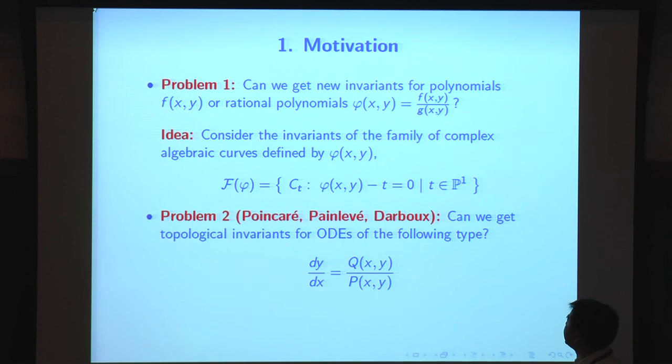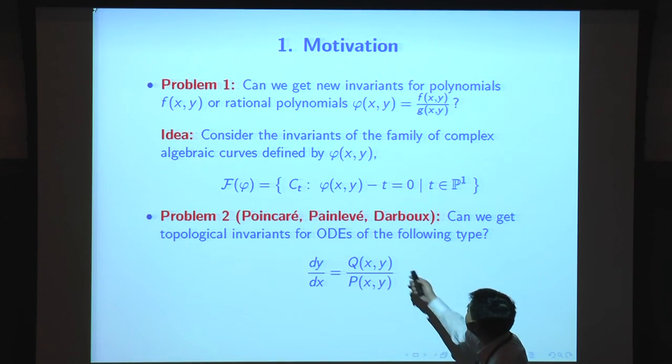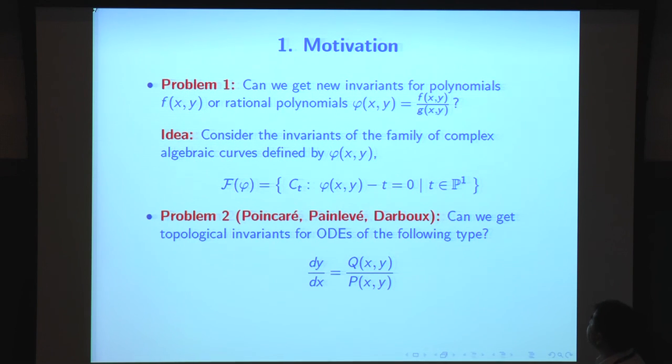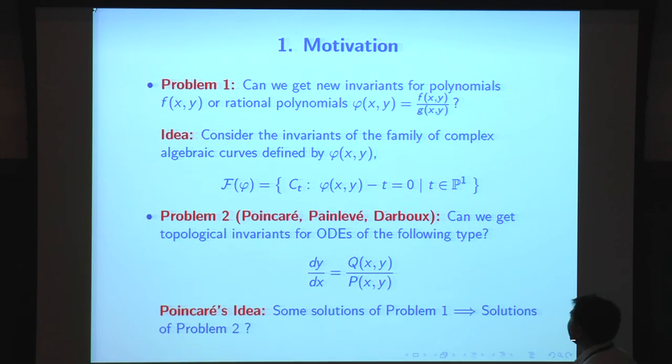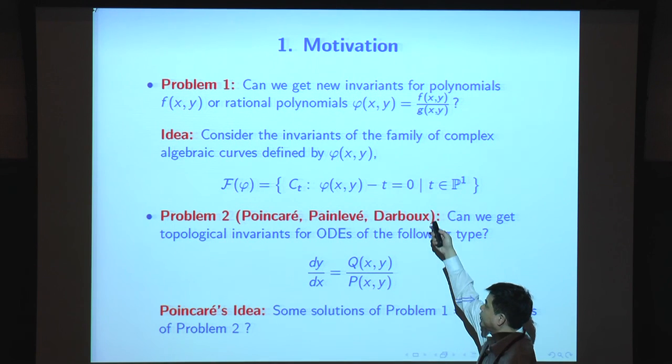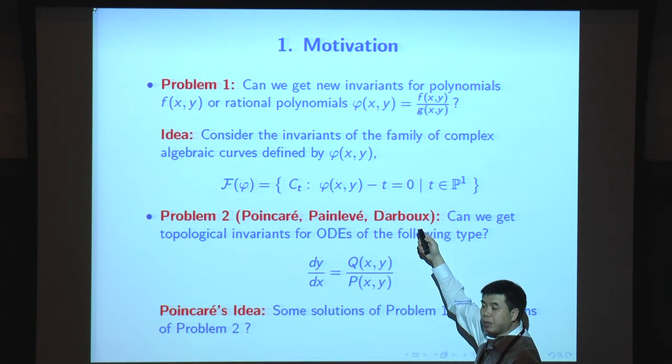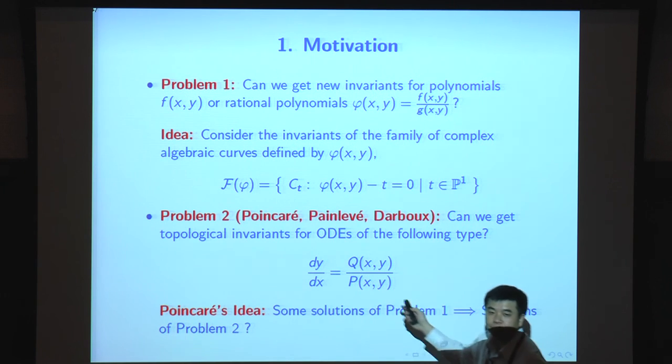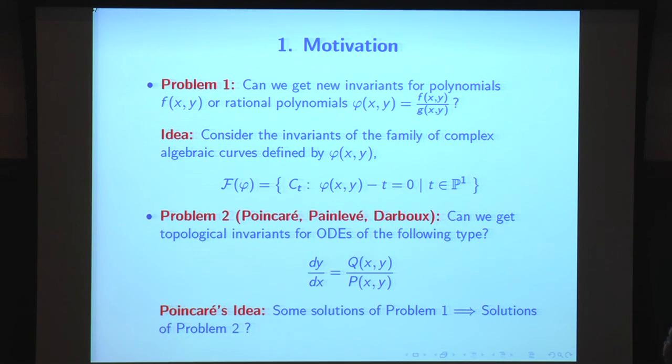The second problem is about the differential equation of this type. Here, P and Q are polynomials. This is a classic problem. Can we find some topological invariants for this ODE? The idea is due to Poincaré. Poincaré said, in order to get some numeric invariants for this ODE, we only need to study this family of curves. If we find some numeric invariants for this family of curves, maybe we can generalize this to the ODEs. This is the idea of Poincaré's. Why this? The first problem is a special case of the second problem.